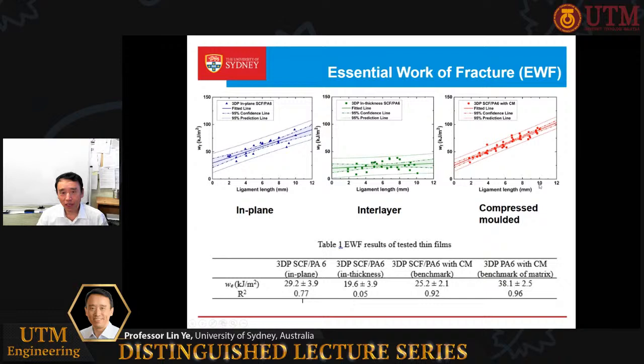You can see the in-plane is about 29, then in the thickness direction, the interlayer is about 19.6. With compression molding, you can see the specific essential work of fracture is a little bit higher, but it's lower than the in-plane, okay? Then this is the pure polymer, pure nylon, I mentioned before, about 38. You can see adding the fiber does not really improve the fracture toughness, okay? Basically, the interface is poor after the characterization. We see some adhesion is not great. But this is the single layer of the materials.